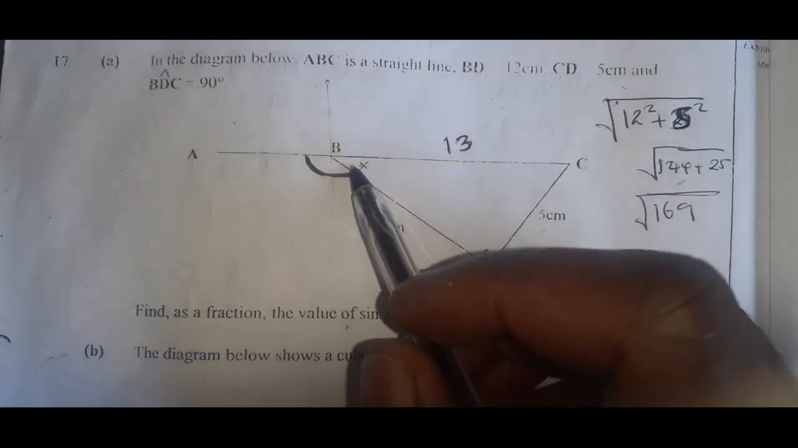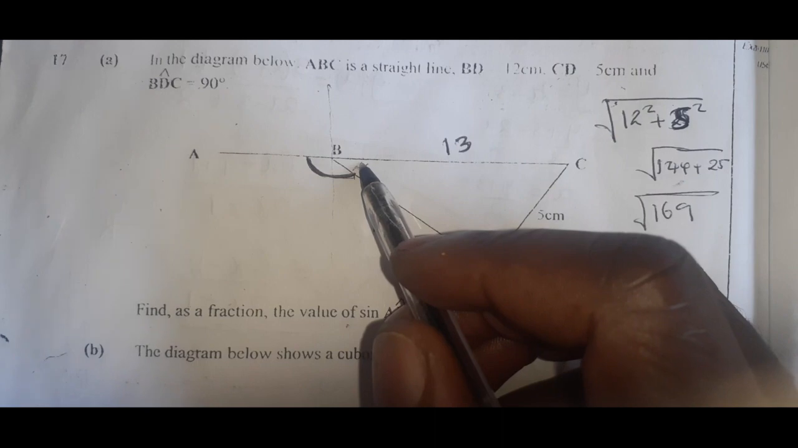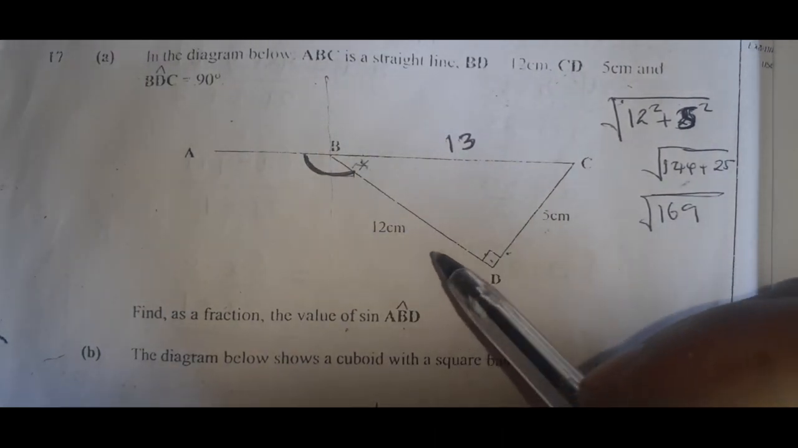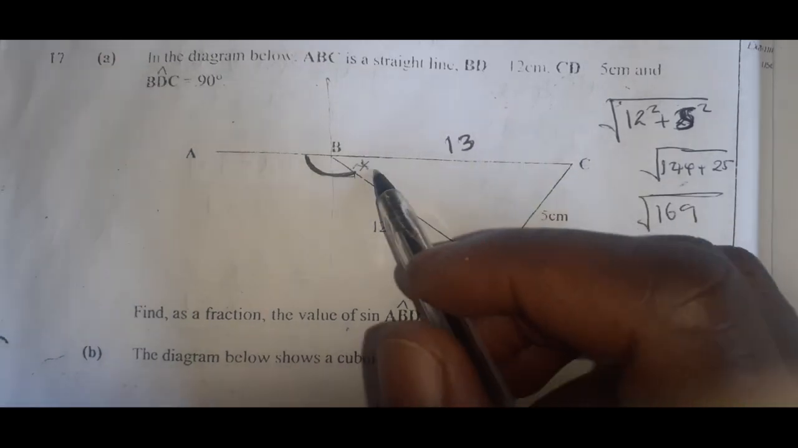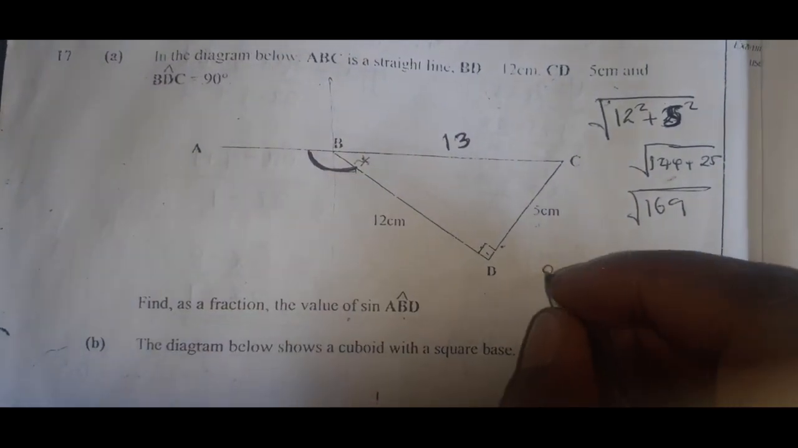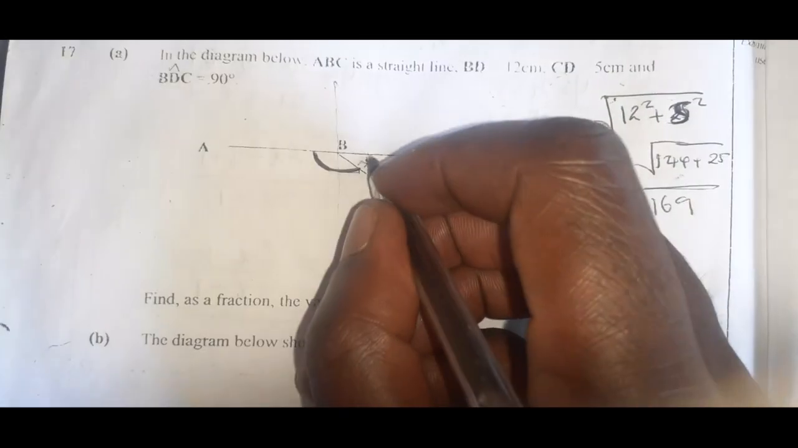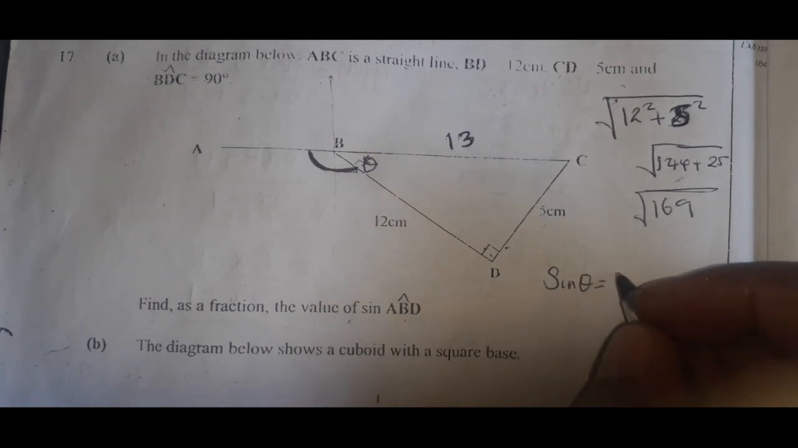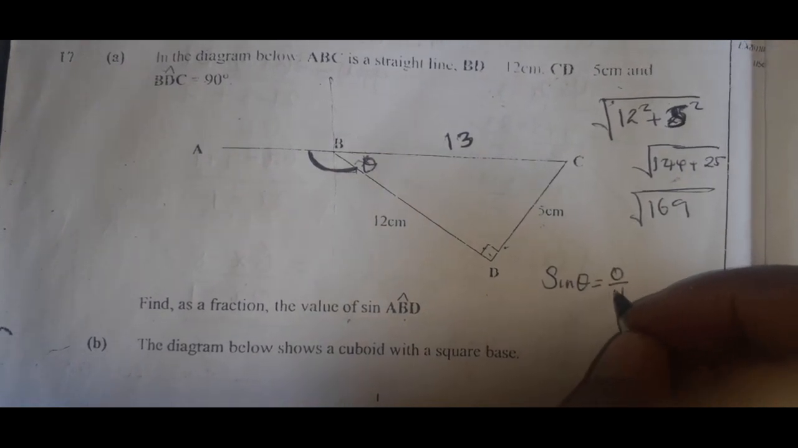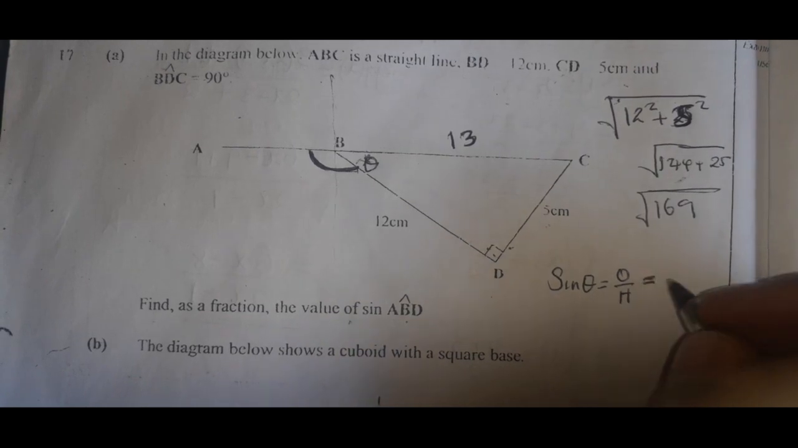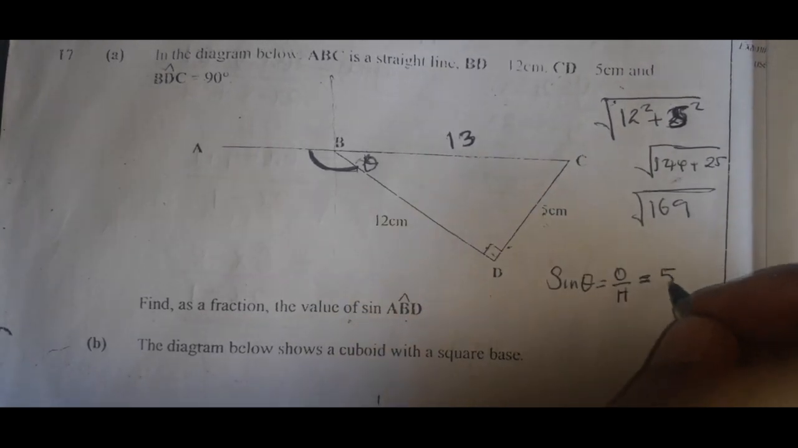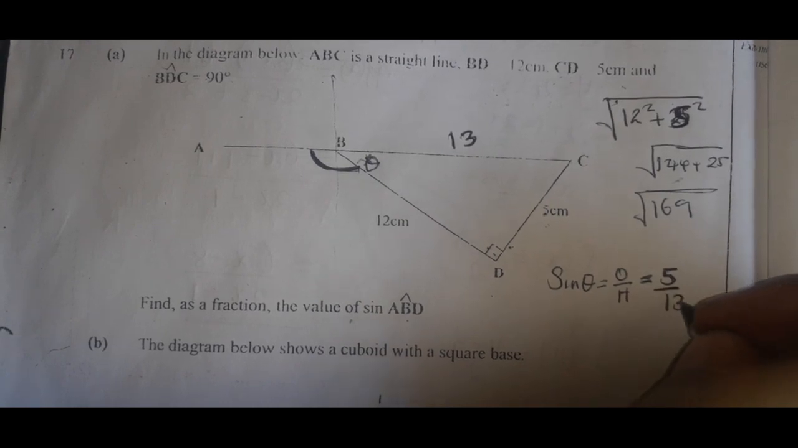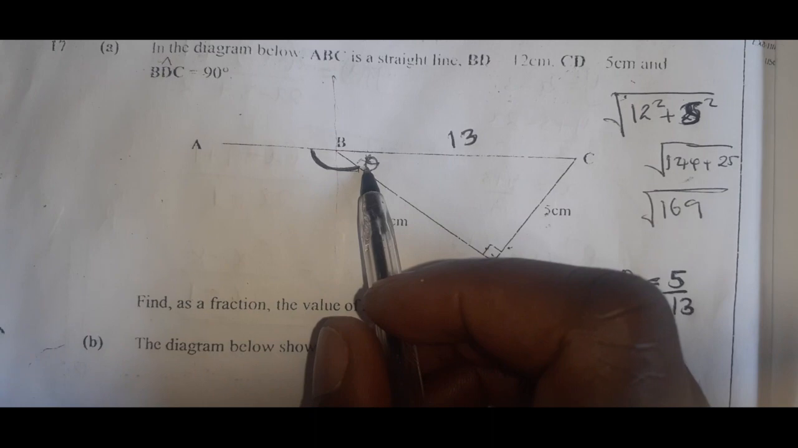So what is this angle here? Using these ratios, in terms of sine, if we call this one theta, just as an example, we say sine theta is equal to opposite over hypotenuse. What is our opposite? Our opposite is 5. And what is the hypotenuse? Our hypotenuse is 13. That is this angle here.